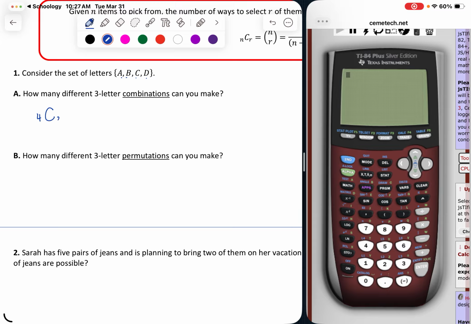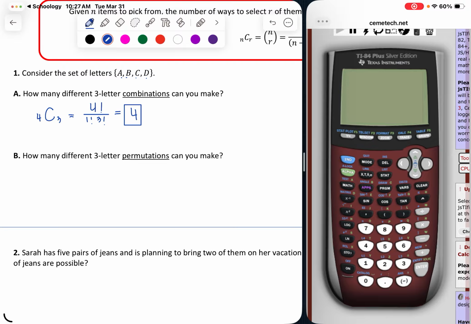And we are doing 3-letter combinations. So that is going to be 4 factorial divided by, and then for combinations, remember it's 4 minus 3, which is 1 factorial, and then r factorial, which is 3 factorial. So that's going to be 4 times 3 times 2 times 1 divided by 3 times 2 times 1, which is just 4. So there are 4 ways that you can make a 3-letter combination, and we could probably come up with them because there's only 4 ways, right?